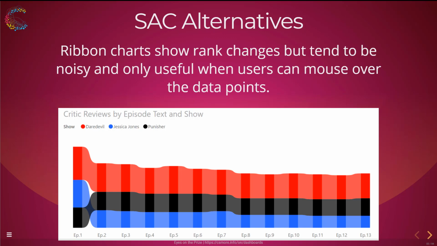So if you have a lot of changes in rank, then ribbon charts can be useful for showing that. If you have mouse over capabilities, then a person can look at those and get more information. But if I'm looking at this from my phone, it's not that helpful.